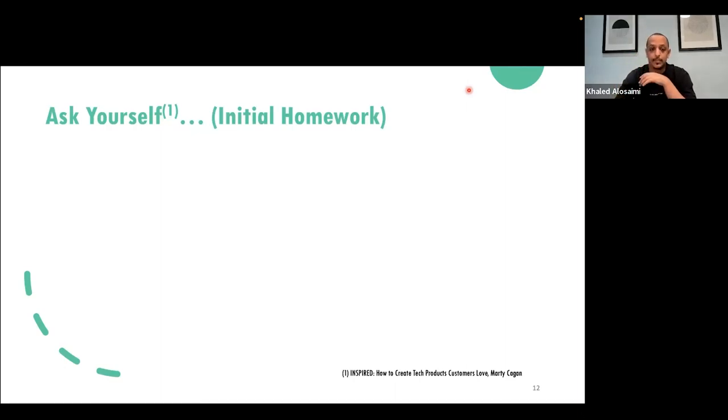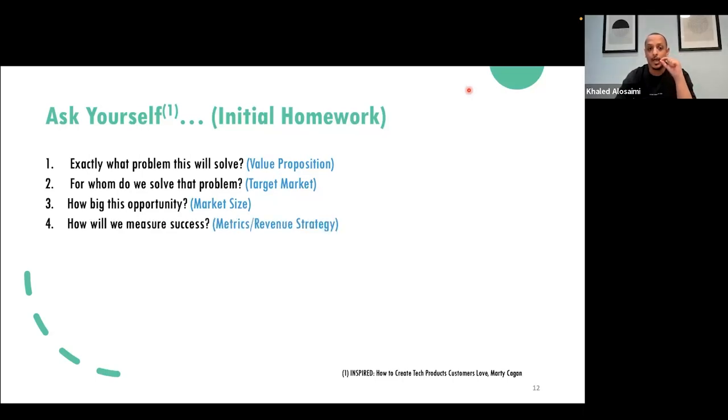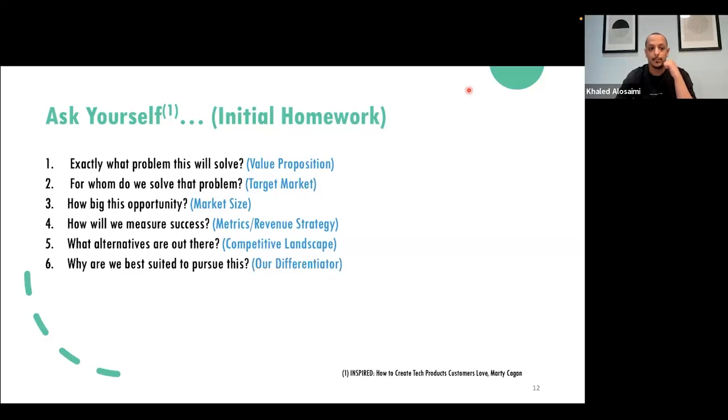So start asking yourself, exactly what is the problem that we are trying to solve, which translates to the value proposition? For whom do we solve that problem? The target market. And how big is this opportunity? The market size, how we will measure the success, the metrics and the revenue strategy, what alternatives there are, your competitors, your competitive landscape. Why are we best suited to pursue this? What is the differentiator that we will really implement that we think will flip the market? Why now? Is it really important now? Is it important in 1 year? Or is it too late for us to enter the market with the idea and the problem that we're thinking we want to solve?